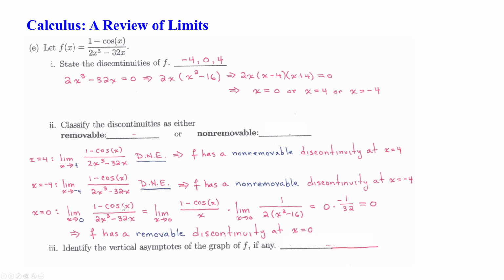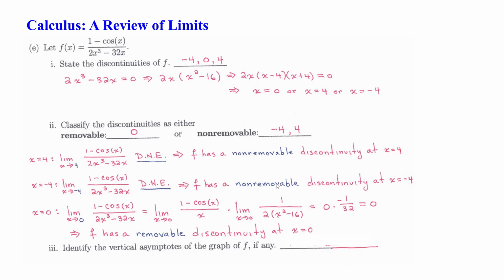Now for 0, we have 0 in the numerator, 0 in the denominator. So we factor out an x. We separate the function. We get (1 minus cosine x) over x times the other piece. And this piece goes to 0. That's one of our favored limits. And what happens in this piece? Well, functional evaluation. This is a rational function. This limit can be evaluated by plugging in, which is -1 over 32. So 0 times -1 over 32 is 0. So x equals 0 must be removable, and 4 and -4 are non-removable.